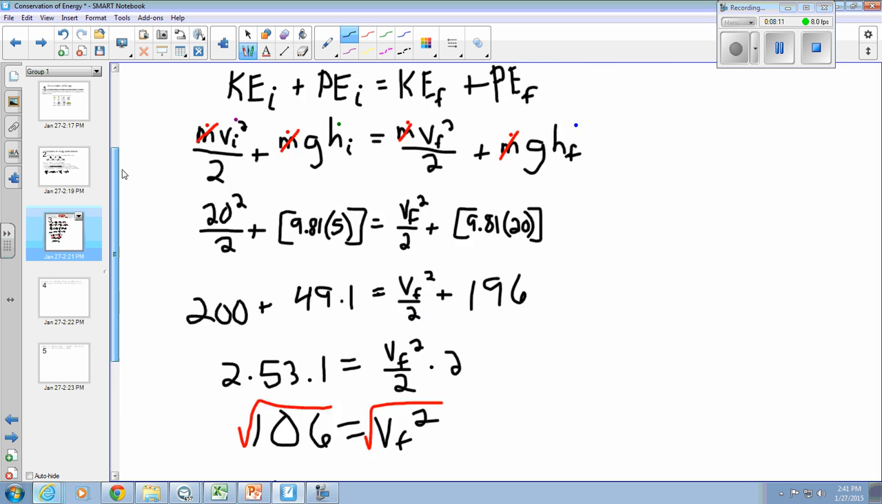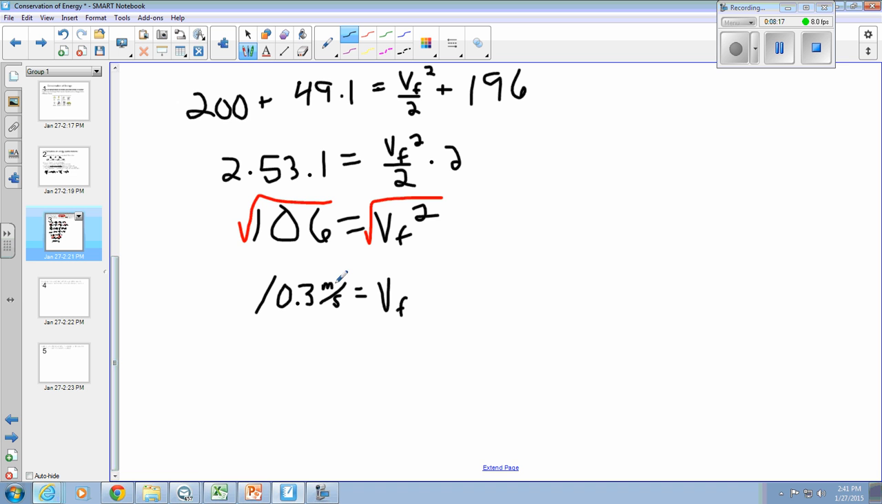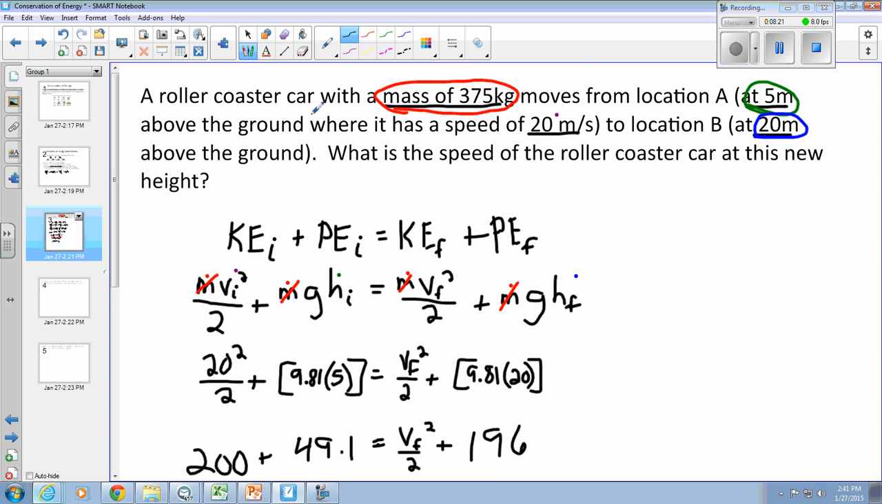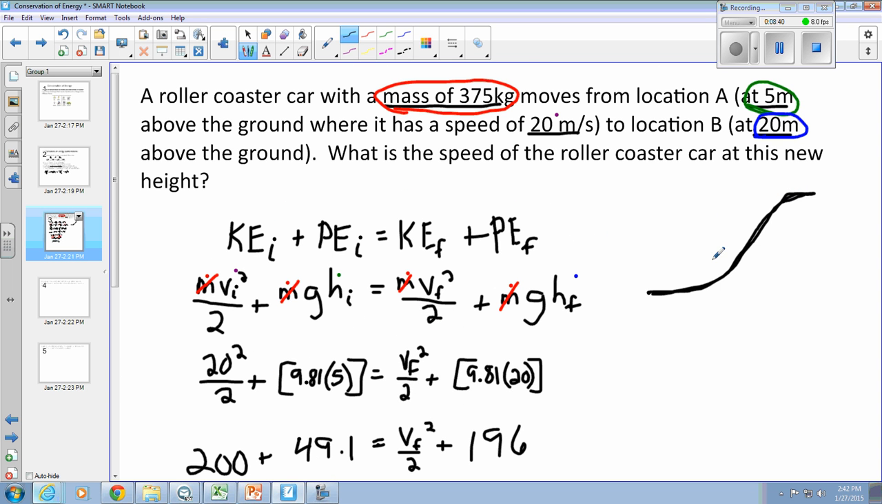And I know it's meters per second because I'm in fundamental units up here, so I'm good to go. 10.3 meters per second. That's the final velocity when this roller coaster car gets up to this 20-meter elevation. What that means is it's going uphill. And you can tell it's going uphill. Well, clearly it is because it's slowing down. Okay?